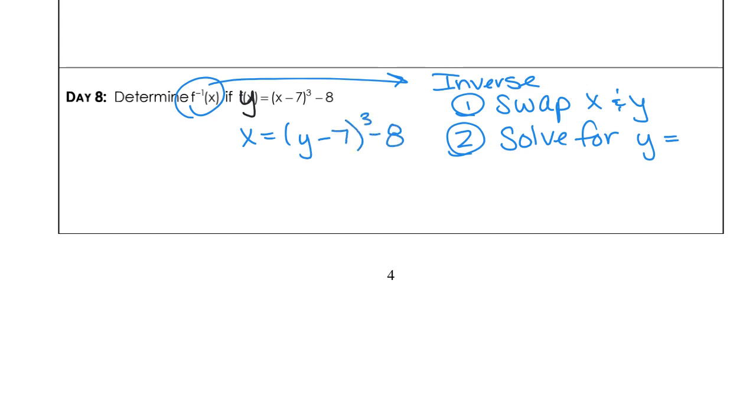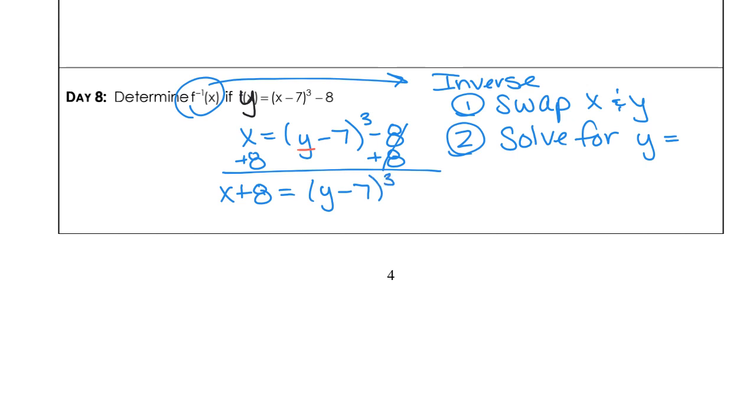Since we want to get this y by itself, we have to get rid of the minus 7, the cube, and the minus 8. The first thing to go is going to be that minus 8. So we're going to add 8 to both sides. And that's going to end up with x plus 8 equal to (y minus 7) raised to the third.